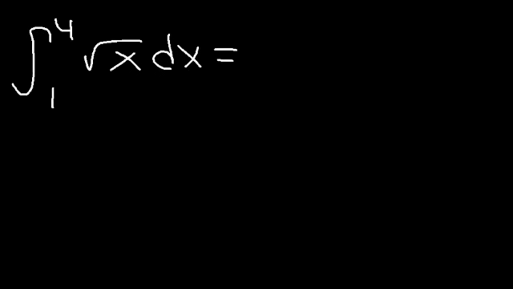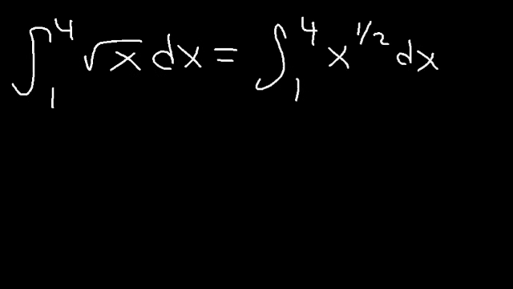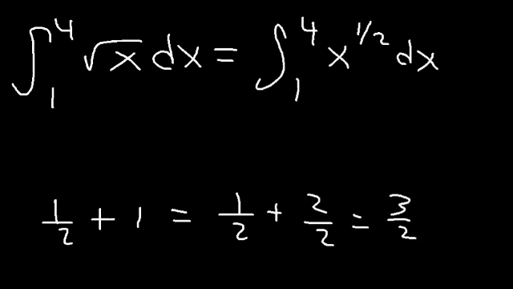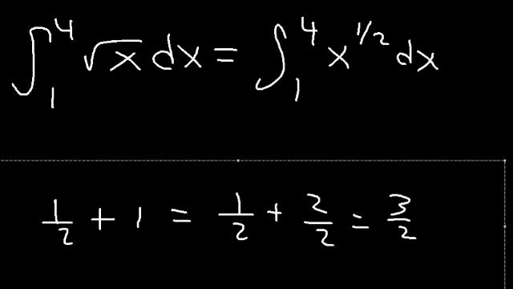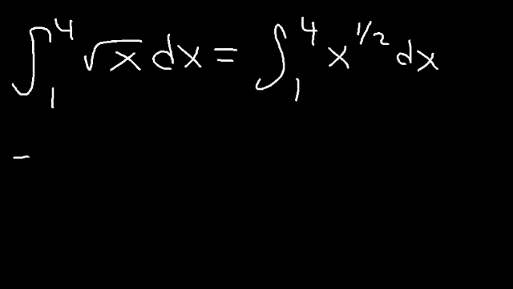Let's try this one. What is the antiderivative of 1 to 4 square root x dx? So feel free to pause the video and work on that example. So let's rewrite it as x to the 1/2. So we need to add 1 to 1/2. 1/2 plus 1 is the same as 1/2 plus 2 over 2, which is 3 over 2. So this is going to be equal to x raised to the 3 over 2. And instead of dividing it by 3 over 2, let's multiply it by 2 over 3.